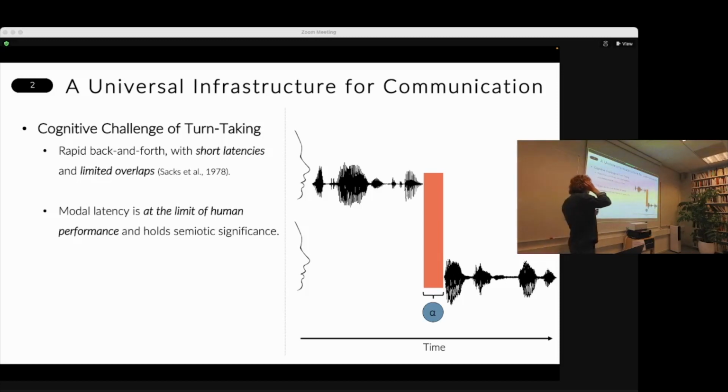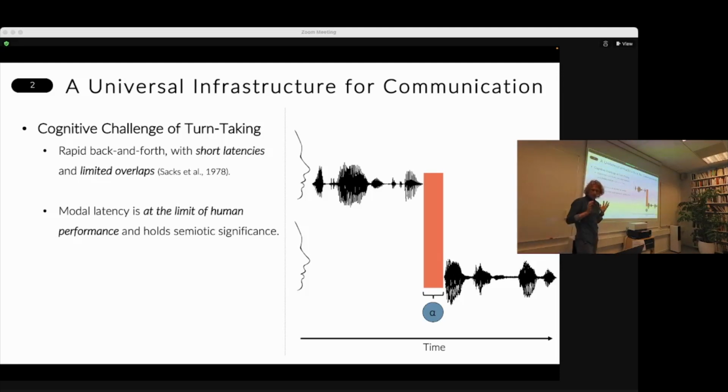And crucially, the semiotic significance of this modal latency is crucial to the interaction. So I think we've all been, again, in the situation where you have to answer a dangerous question, such as, is this hat too big for my head? Do I need a haircut? If you don't respond within the modal latency, you're going to infer that there's something the other person is hiding. I asked my mum, do I need a haircut? And she said, no. Meaning that she probably thought I need a haircut, which most people probably would agree.